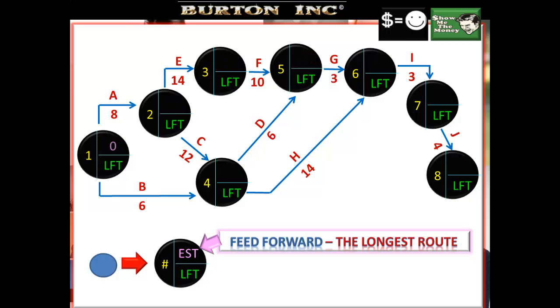We always start at time 0. Activity A takes 8 minutes to complete, so the earliest start time of activity E must be 8 minutes. 8 minutes for activity A, 14 minutes for activity E. The earliest start time for F is 32 days.